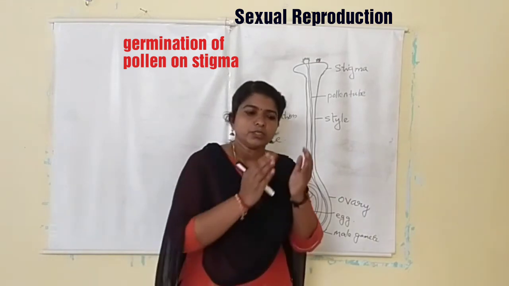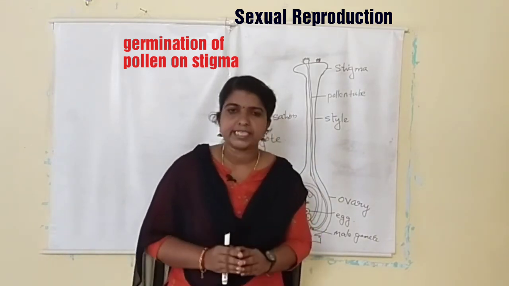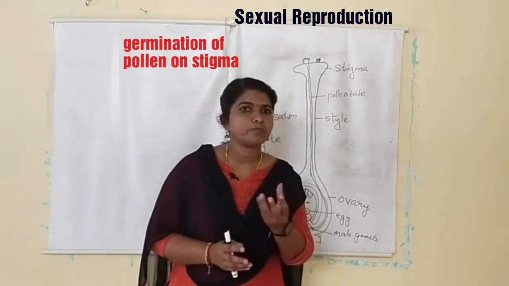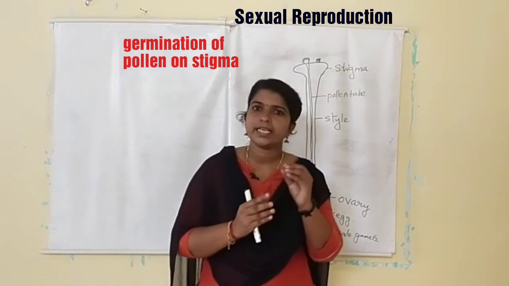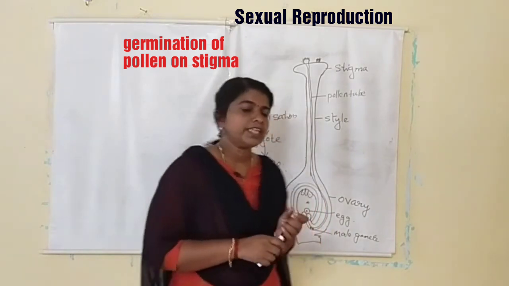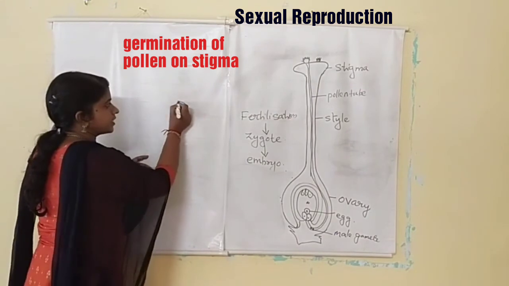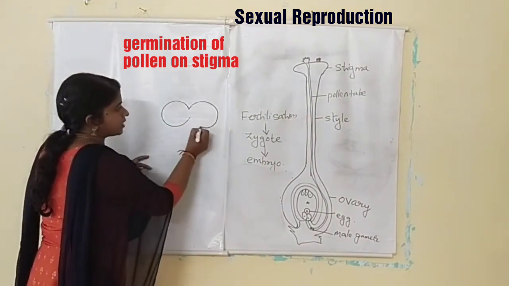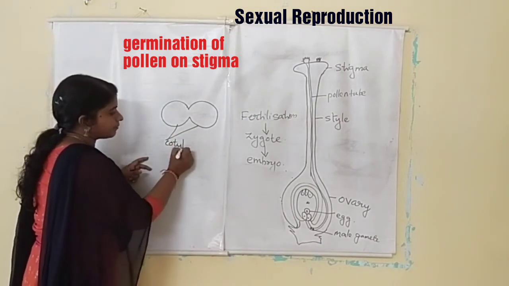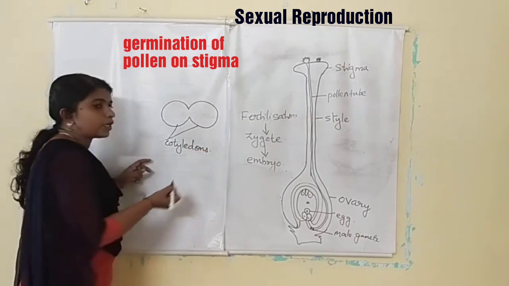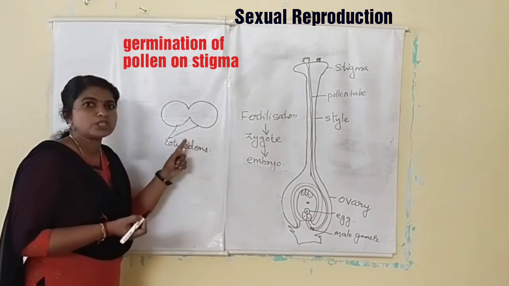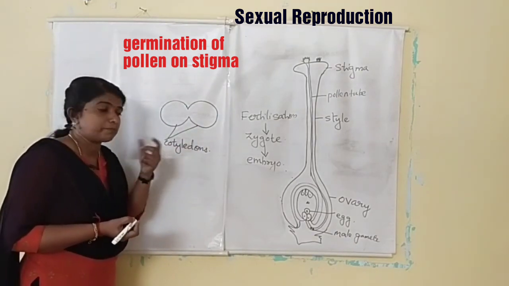Take some Bengal gram or pea seeds soaked in water overnight and the next day you can observe. Outside you can see a seed coat. Remove the seed coat and open the seed. Then you can see two parts like this. These are known as the cotyledons. Bengal gram or pea seeds are dicot seeds. So, two cotyledons you can see, which store the food material.